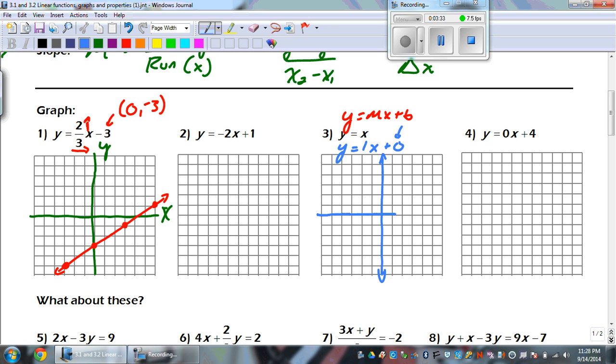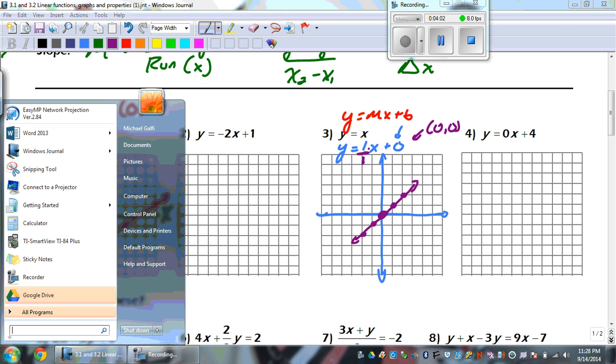So I'll draw my axes in. Okay, my b value is 0, so that's the ordered pair 0, 0. So this graph is going to go through the origin. And my slope is 1, or as a fraction, that's 1 over 1. So that means I'm just going up 1, right 1, up 1, right 1, or down 1, left 1, down 1, left 1. And there's your graph.